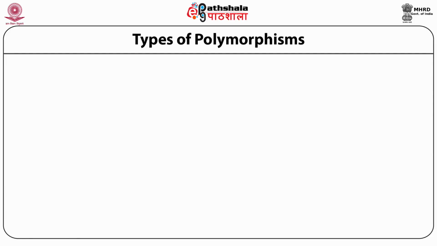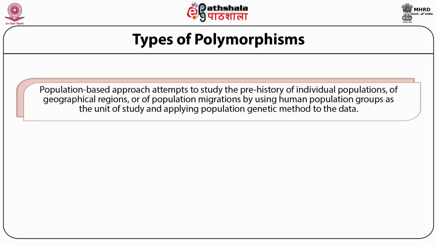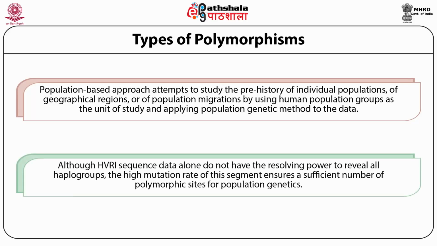The second is the population-based approach, which attempts to study the prehistory of individual populations of geographical regions or of population migration by using human population groups as the unit of study and applying population genetic methods to the data. Although HVR1 sequence data alone do not have the resolving power to reveal all haplogroups, the high mutation rate of this segment ensures a sufficient number of polymorphic sites for population genetics.